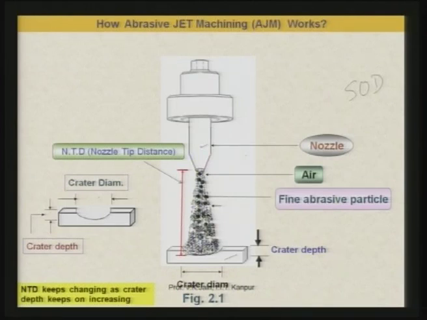Now, nozzle tip distance keeps changing as crater depth keeps on increasing. As you can see here, if the jet is hitting the top surface of the workpiece, then you will have to measure this nozzle tip distance from the top surface, but in this particular case, it has penetrated to a certain depth. So, the nozzle tip distance is measured from that depth up to the bottom face of the nozzle, that is what is known as nozzle tip distance or standoff distance.